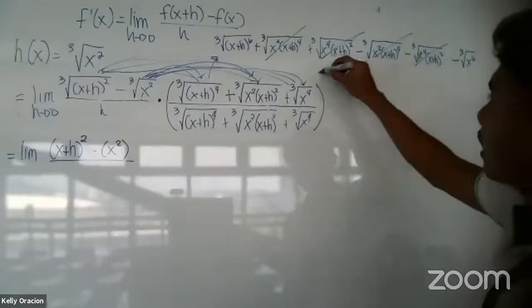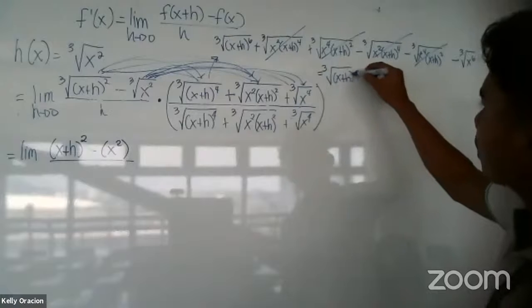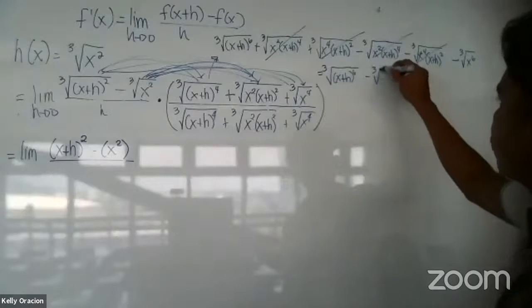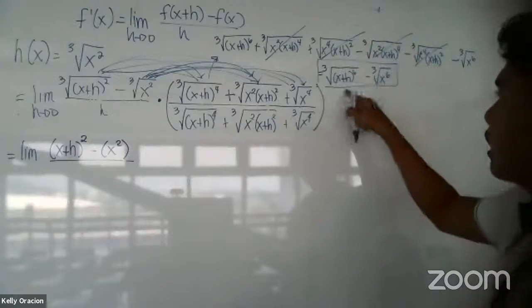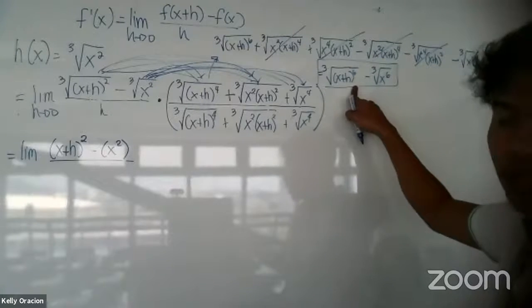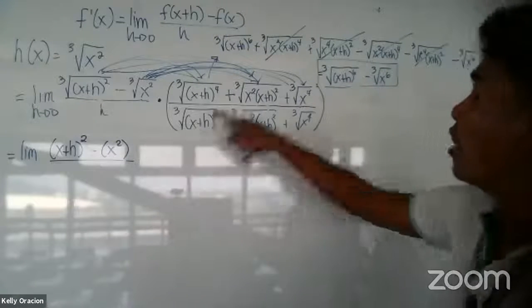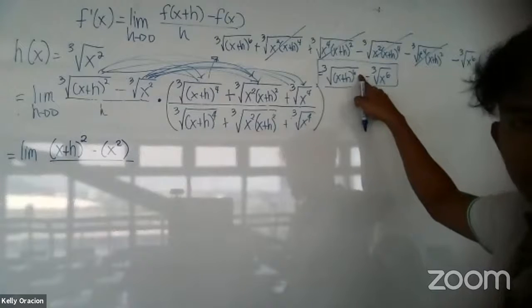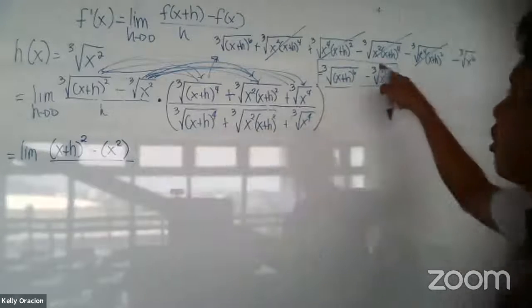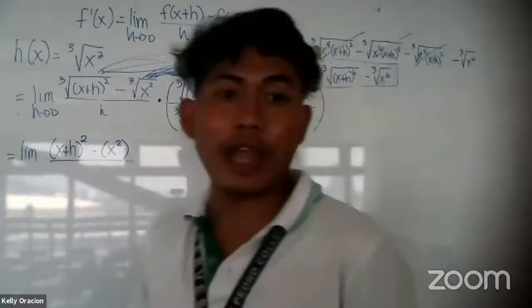What is really left is cube root of x plus h raised to 6 minus cube root of x raised to 6. This is what remains, and the answer is this. The cube root of the one raised to 6, right? Cube root, 6, so squared. Cube root of x raised to 6 is x squared. I'll just write it directly.